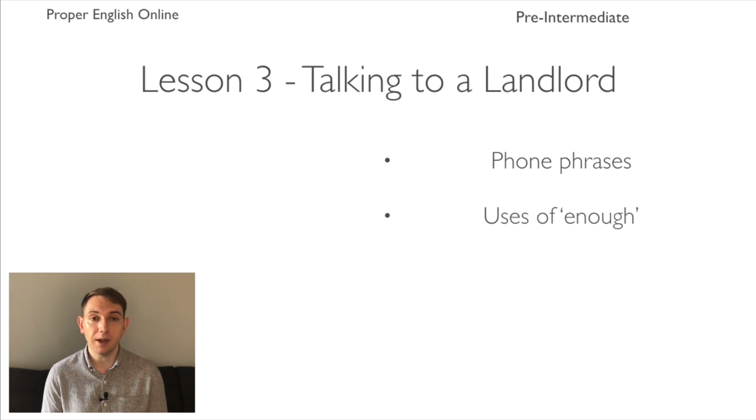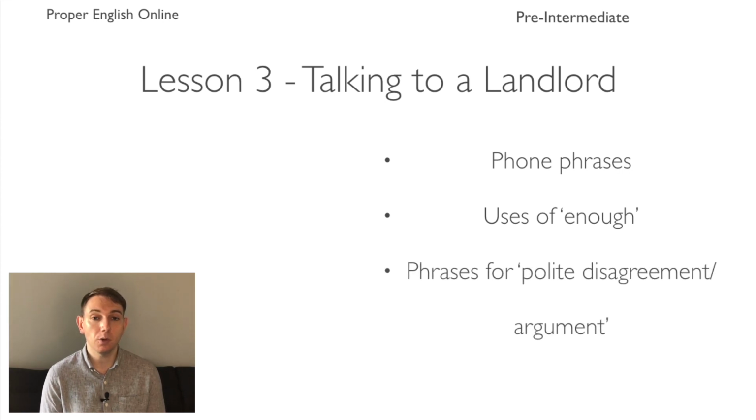Also, we're going to talk about how to use the word enough. Okay, how to use this accurately. Also, we're going to have some phrases for polite disagreement and argument. So in the conversation, the tenant, the woman, she disagreed with the man, her landlord. So we're going to learn some phrases they used to politely disagree or politely argue.